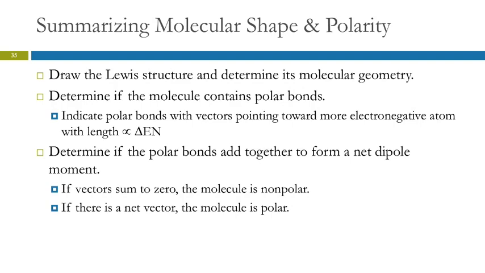So determine if the molecule has polar bonds, and then identify those with vectors pointing towards the more electronegative atom, with the length being proportional to the difference in electronegativity. Then decide if those polar bonds add together to form a net dipole moment. If they do, if there's a net vector, the molecule's polar. If the vectors add to 0, the molecule's nonpolar. Sounds simple, right? No, it doesn't sound very simple. It's kind of complicated.